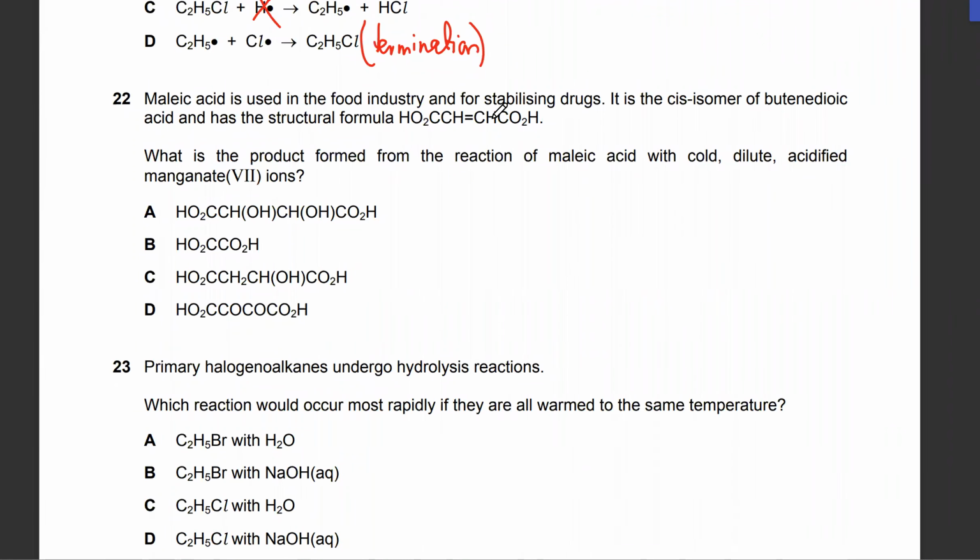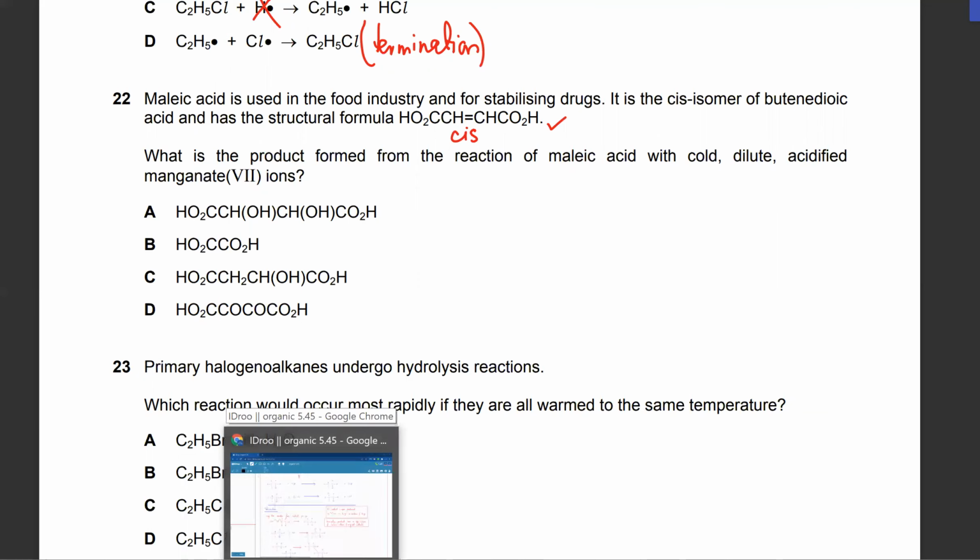So anyways, next one, you've got this molecule, and it is the cis isomer of butane dioic acid. So remember, he's saying that malic acid is the cis isomer of this molecule. It is the cis isomer of butane dioic acid. What is the product formed from the reaction of malic acid with cold dilute acidified manganate(VII) ions? So he's talking about mild oxidation.